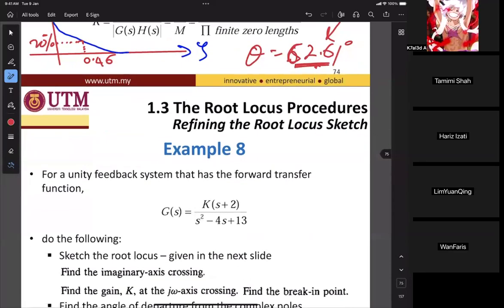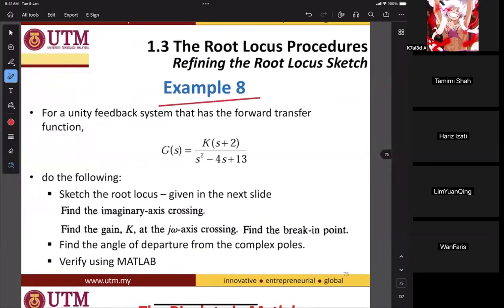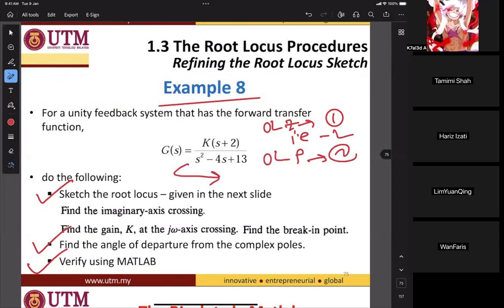So example 8, where you are given this open loop transfer function. You need to sketch the root locus, find the gain K and intersection point, find the angle of departure, and verify it using MATLAB. Open loop zeros, one value only, -2. Open loop poles, 2. Help me to find the roots.